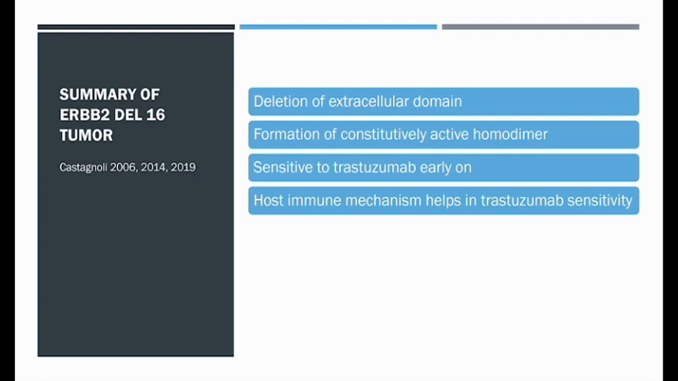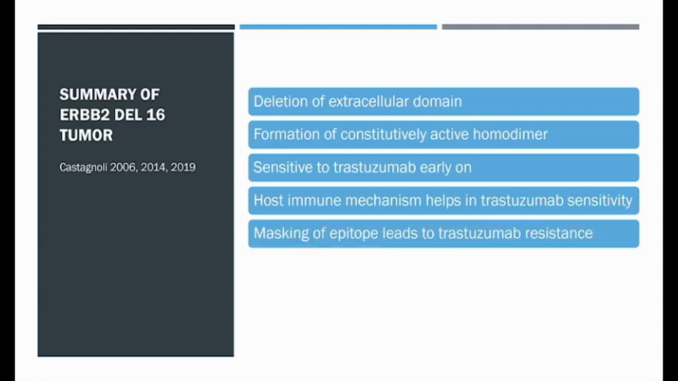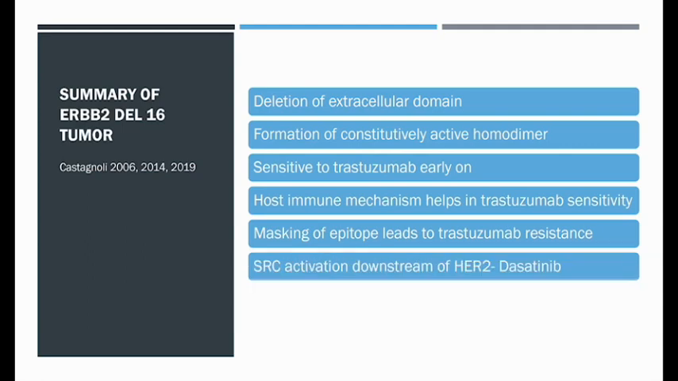So there was some sensitivity initially with trastuzumab therapy, and then masking of the epitope leads to resistance, and that was the mechanism of the conformational changes that the DEL16 variant brought about. And then downstream SRC kinase activation was there, which can be targeted by dasatinib. And whether this is a choice for this patient or not, we can debate.